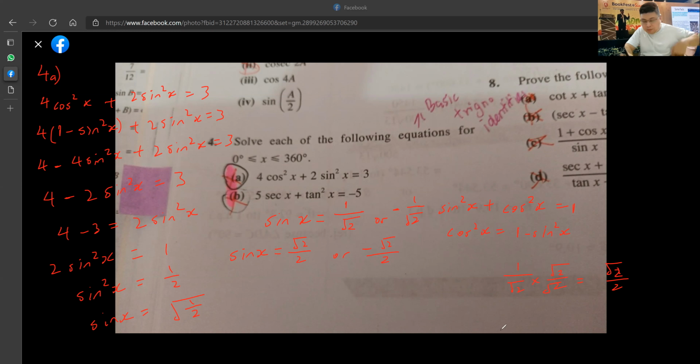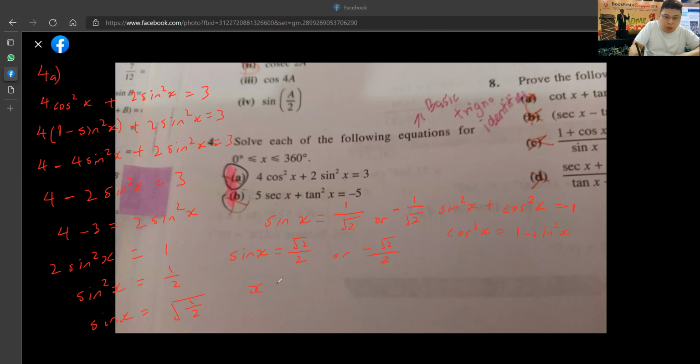Okay? So multiplying by square root 2 over square root 2 is essentially multiplying by 1. So 1 times square root 2 is square root 2. Square root 2 times square root 2 is 2. So you end up with square root 2 over 2. So you have your plus and minus for your sine x.